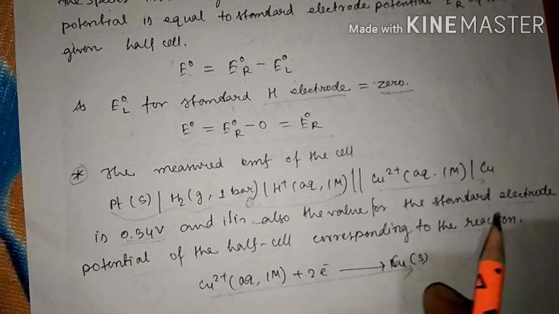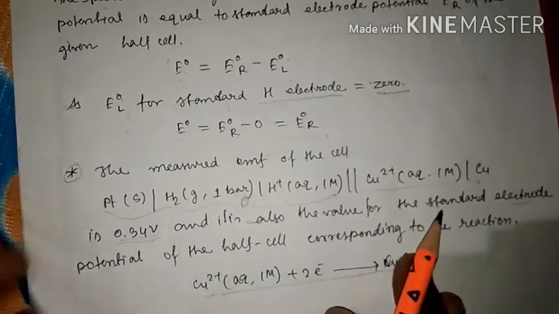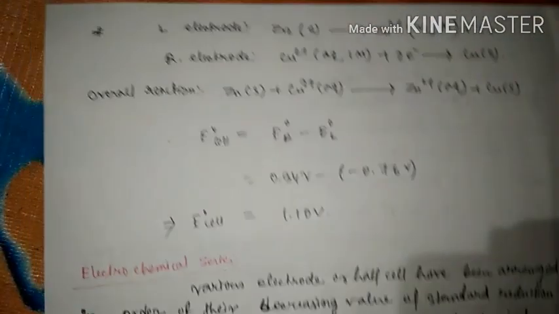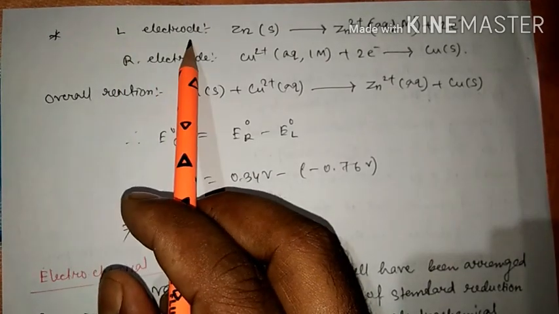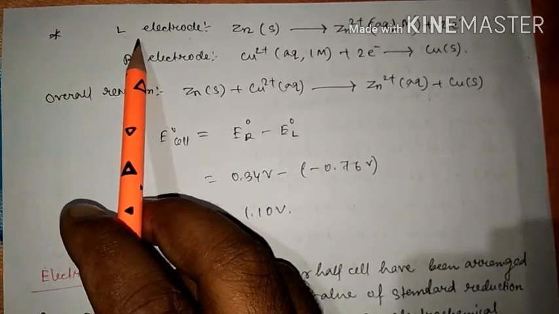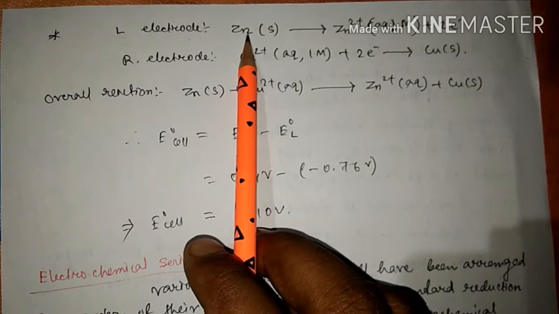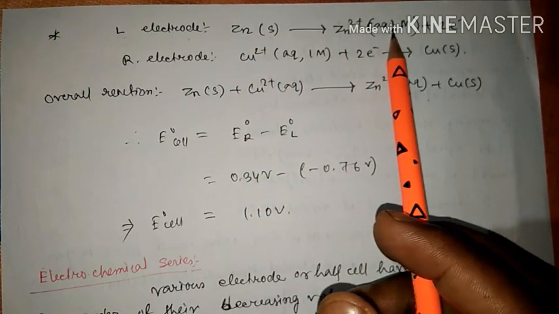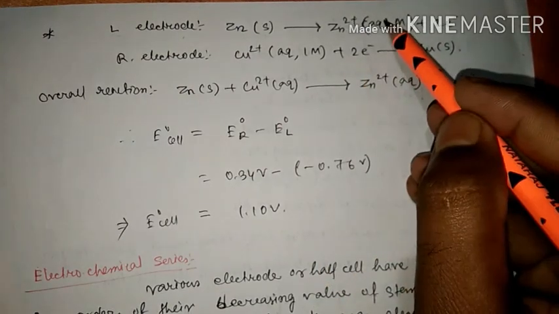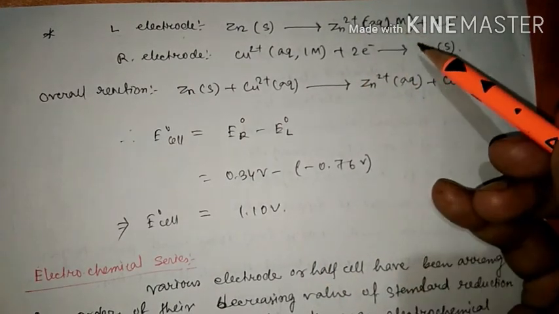Next we will see another example here. Suppose the left hand electrode, that means the anode, is zinc solid, and it produces Zn 2 plus aqueous. It is 1 molar, not in brackets, this one, 1 molar. 1 molar is a solution.